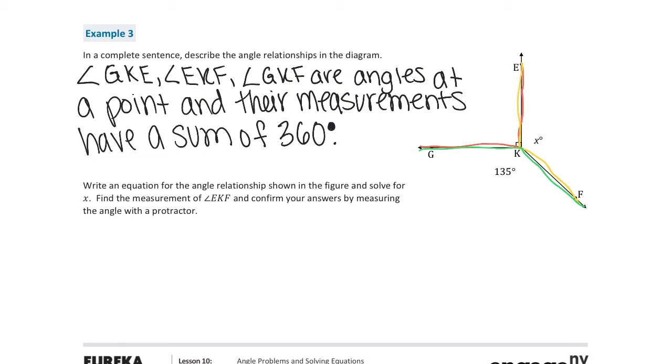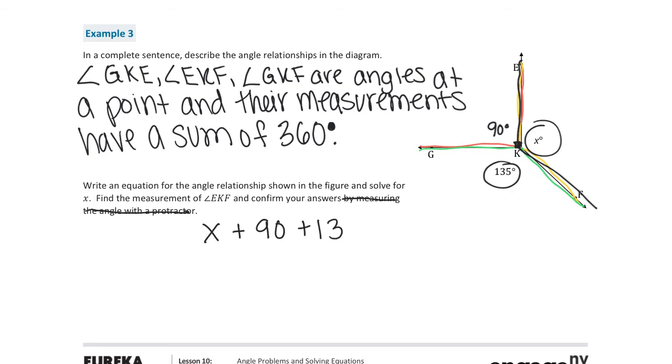Great. So now let's write an equation for the angle relationship shown in the figure and solve for x. Find the measurement of E, K, F, and confirm your answers. And we are not going to measure by using a protractor. So how I'm going to start off this problem is I'm going to have x plus my 90 degrees here plus 135 degrees. And I know that all these angles together equal 360 degrees.